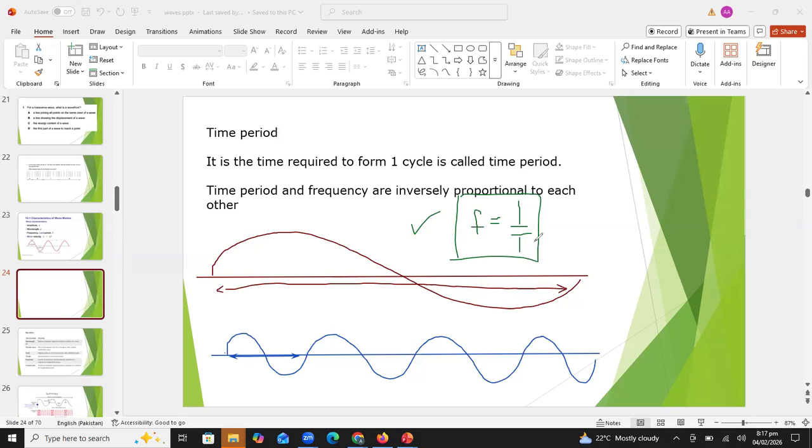They are inversely proportional to each other. If the time period is greater, like in the first wave, frequency will be smaller. Or if the time period is small, frequency will be larger. Clear, students? Have you noted down each and everything? So I can move towards the next thing. Okay, now good. Well done. Let me clear the screen.